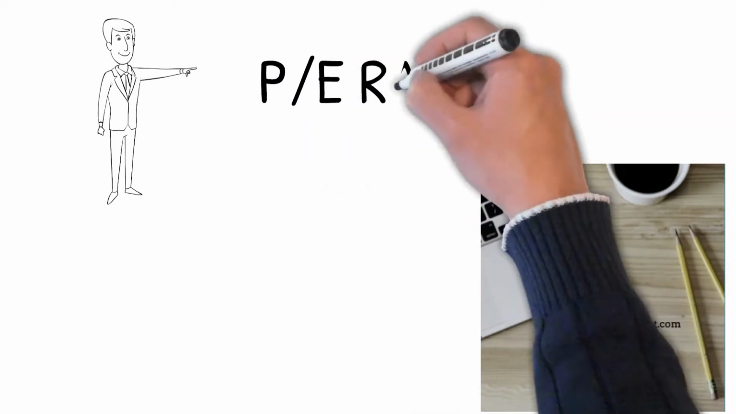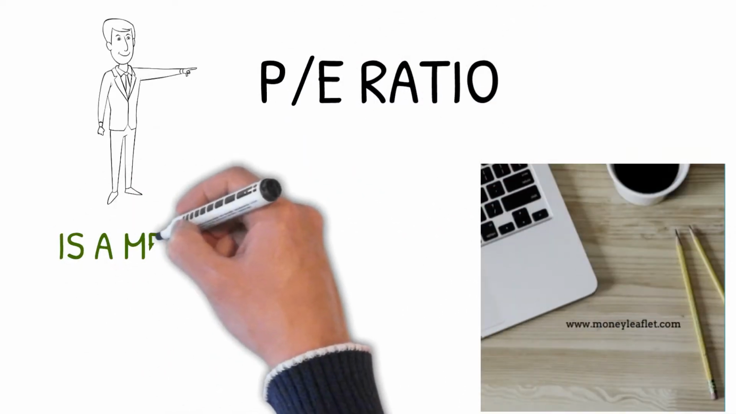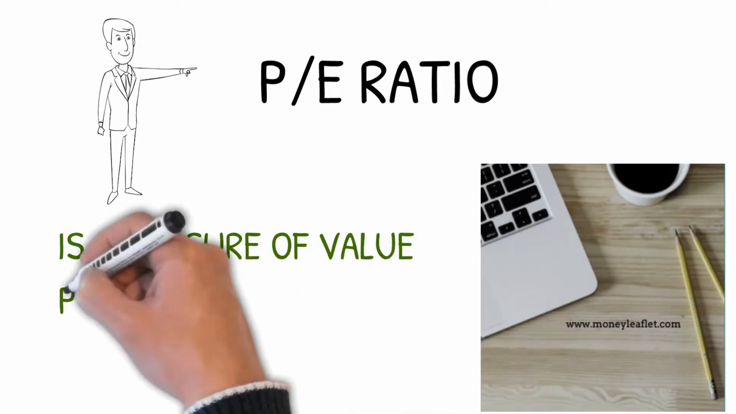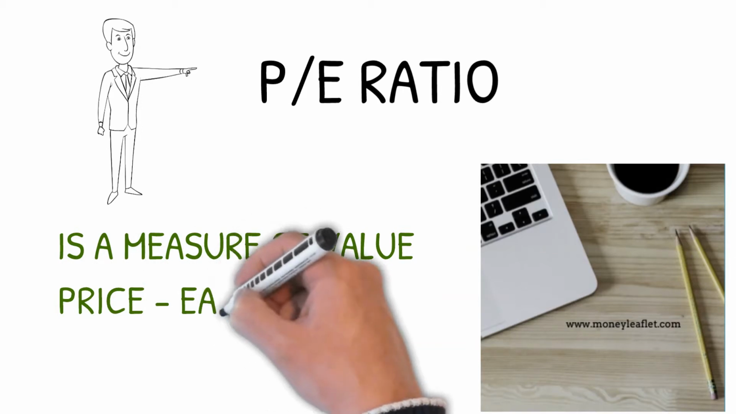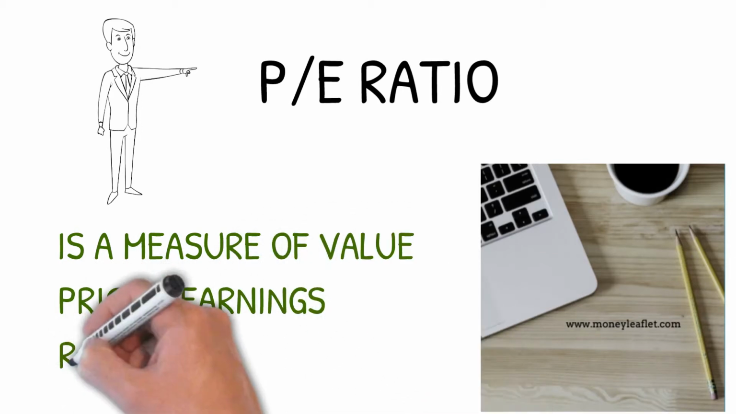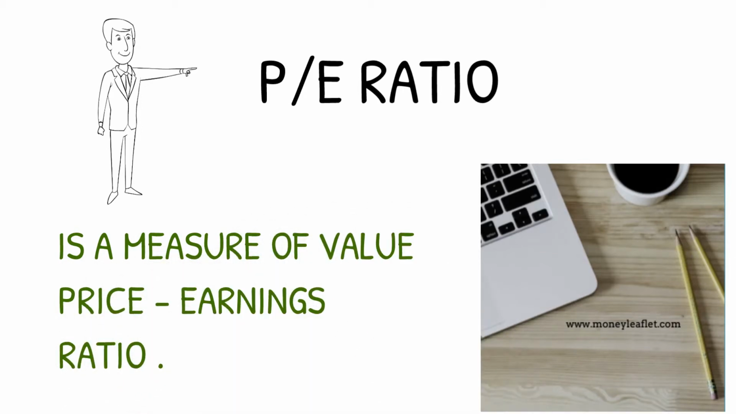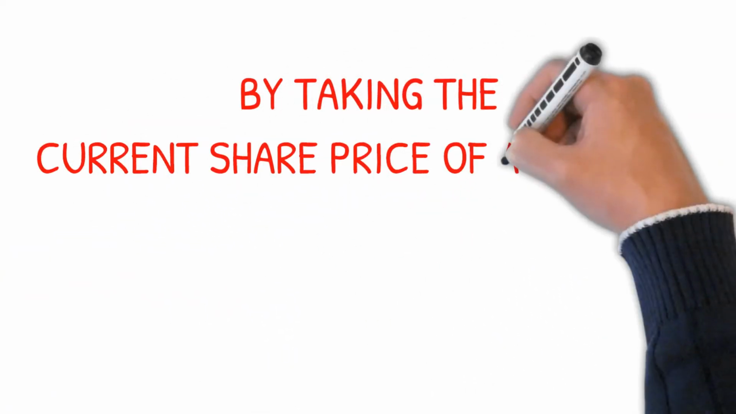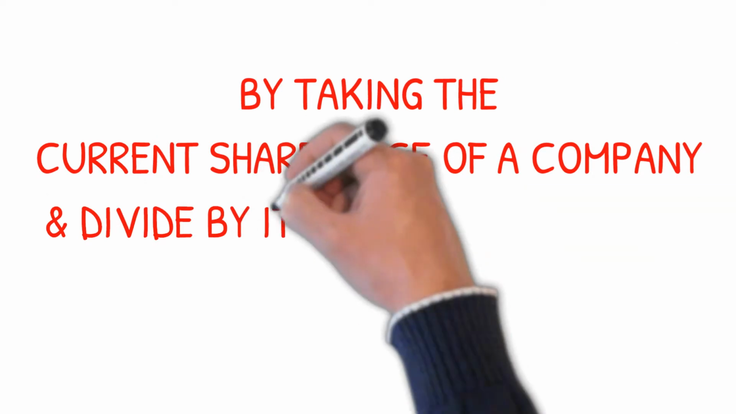Today we'll be talking about the PE ratio. What is a PE ratio and how does it work in our investment decisions? A PE ratio is defined as a measure of value when we compare the current share price of a company to its earnings per share. It simply means dividing the current share price of a company by its latest earnings per share.